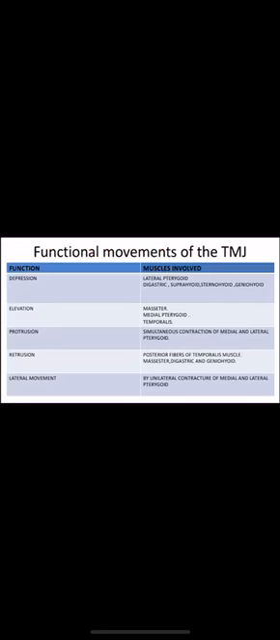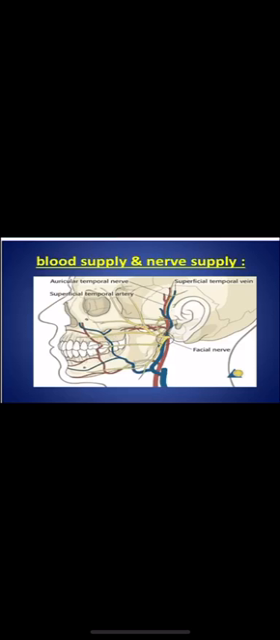Next is the functional movements of the temporomandibular joint. The functions of temporomandibular joint are depression, elevation, protrusion, retrusion, and lateral movement. The muscles that are associated with protrusion are lateral pterygoid, assisted by medial pterygoid. For retraction, posterior fibers of temporalis, deep part of masseter, geniohyoid, and digastric. For elevation, we have temporalis, masseter, and medial pterygoid. For depression, digastric, geniohyoid, and mylohyoid muscles.